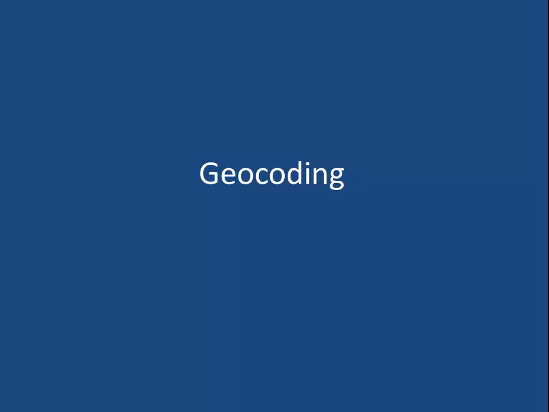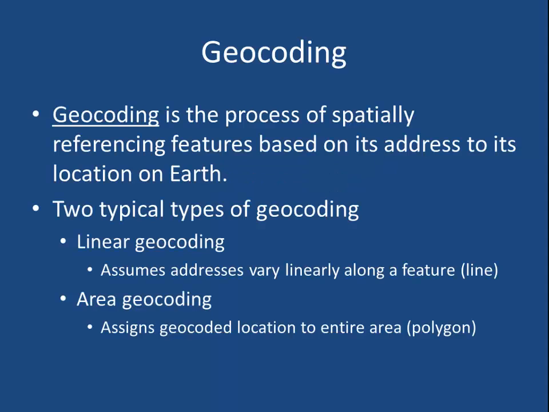Let's now discuss the basic concept of geocoding. Geocoding is the process of spatially referencing features based on their address to which it relates on the face of the Earth. For example, the GPS unit in your car performs geocoding every time you enter a street address.